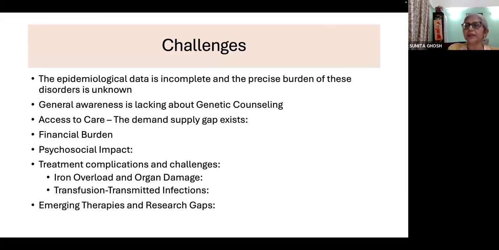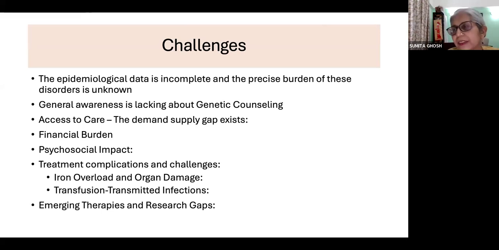So having said all this, management and detection have serious challenges. The epidemiological data is totally not with us. It is incomplete, and the precise burden of this disorder is unknown, because it is silent for the carriers. Though they do not have symptoms, they have the potential to transmit it to their children. So that is the issue here.